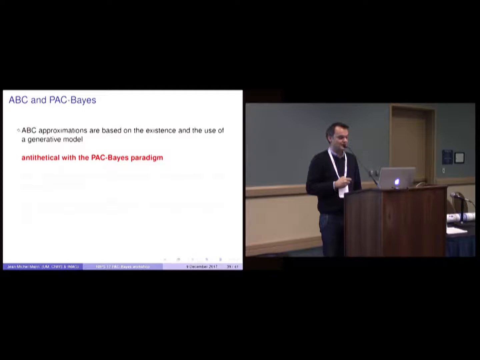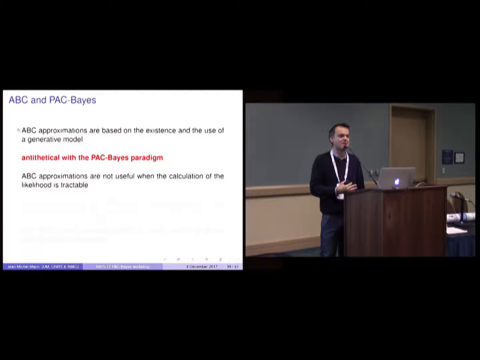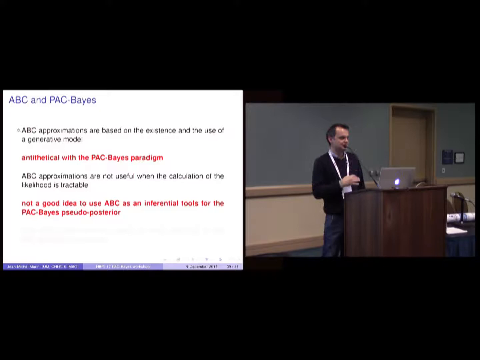Second point, I don't think that ABC approximation is useful when the calculation of the likelihood is tractable. I think that if you are able to calculate the likelihood, there are more clever approximations than this one. So it's not a good idea, I think, to use ABC as an inferential tool for trying to get simulations from the PAC-Bayes pseudo-posterior.